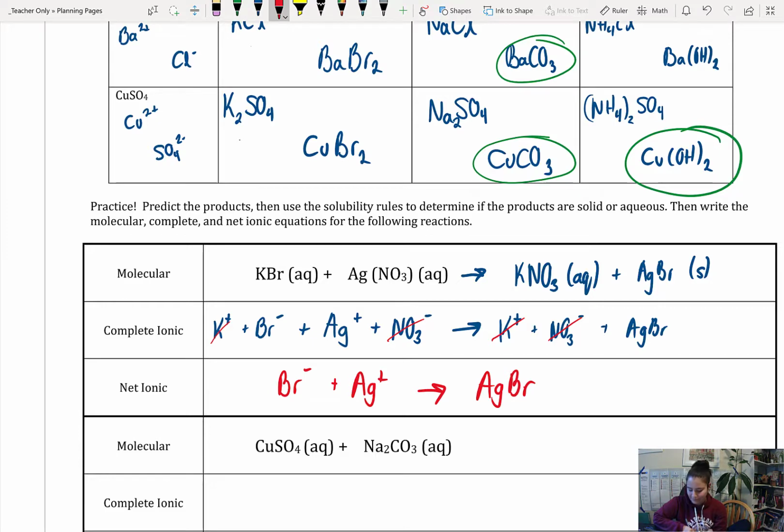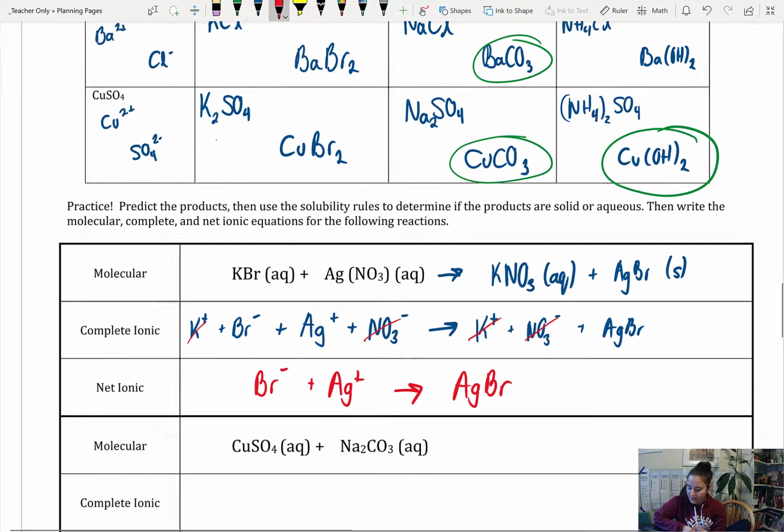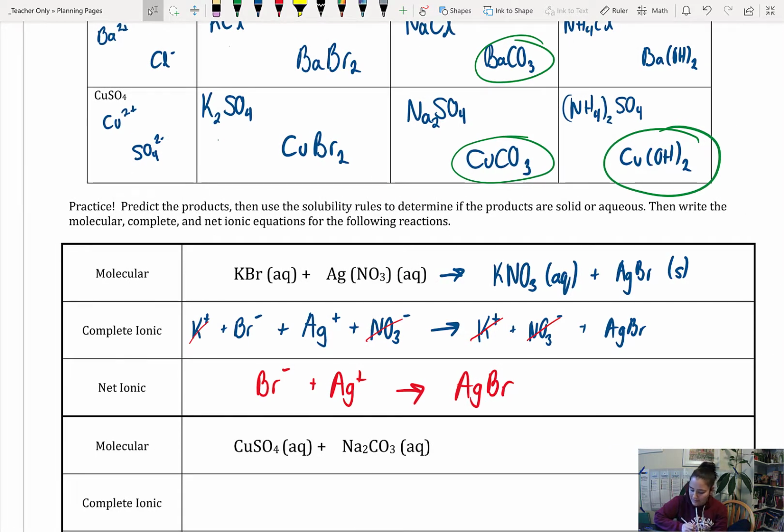Okay, cool. Let's try the other one, copper sulfate and sodium carbonate. So they swap partners. So now we have copper carbonate, which we had said was a solid, and sodium sulfate, which will stay dissolved in solution. Okay. So let's go ahead and balance this equation real quick. Oh, it's already balanced. Easy enough.